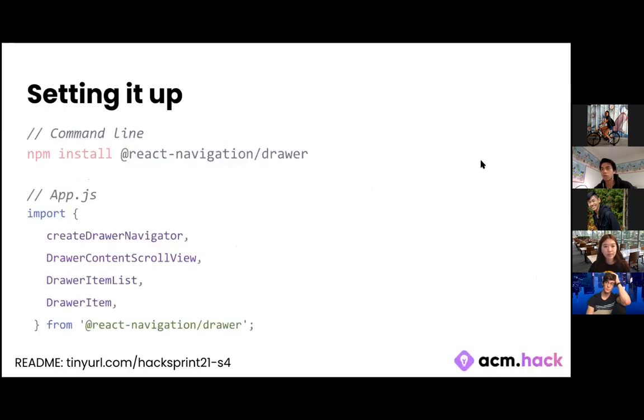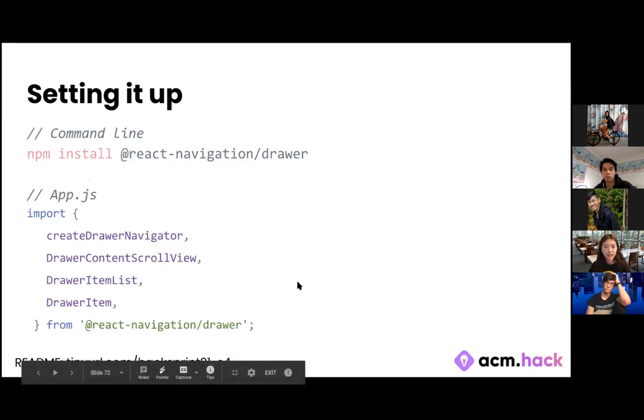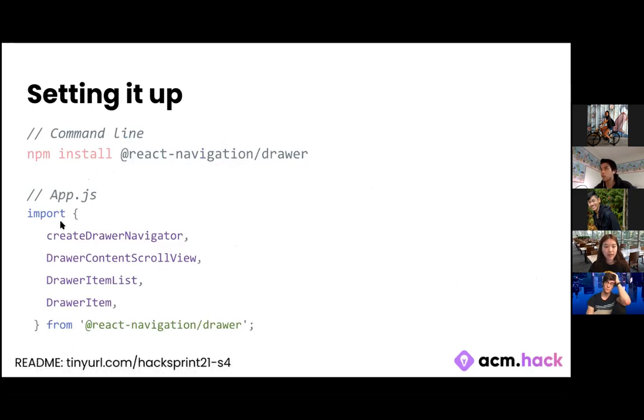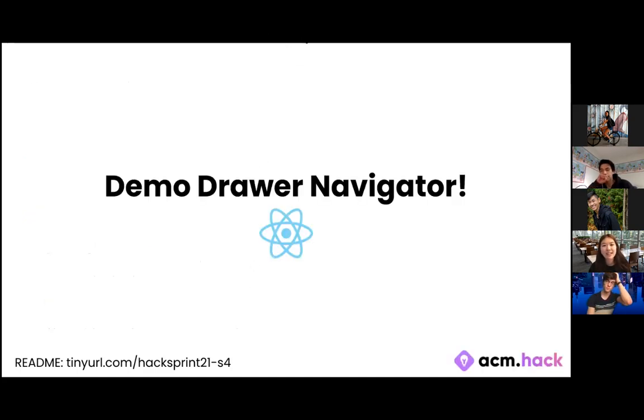Okay, so setting it up. Again, we're going to install this library, and then we're going to import these items from that library into our app.js or drawer.js. Most importantly, I would say, is the createDrawerNavigator. These additional ones, the three down here, are for customizing your drawer content. So that is up to you. But in my demo, I'm going to be customizing it, so I will include these. Okay, time for a demo.